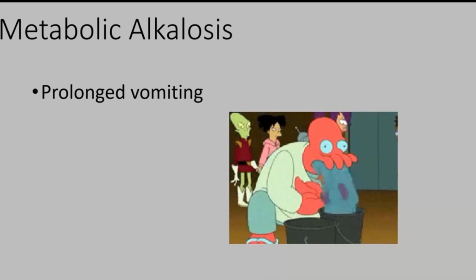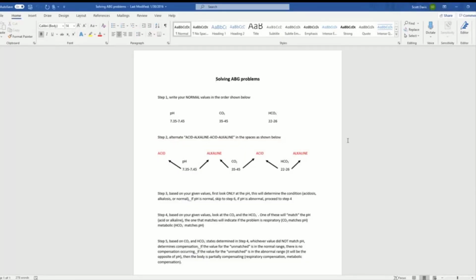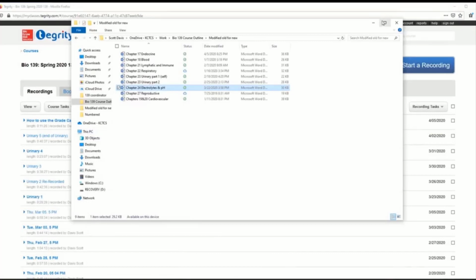And again, this isn't just, oh, I got sick. This is prolonged vomiting. This is several bouts of vomiting that drives you into the state of alkalosis. We're going to get this sheet. This sheet is what I'm going to go through, and we're going to work through some of these problems together.